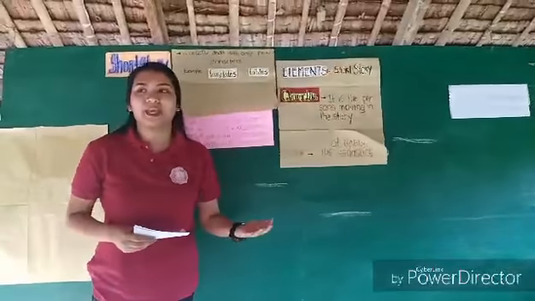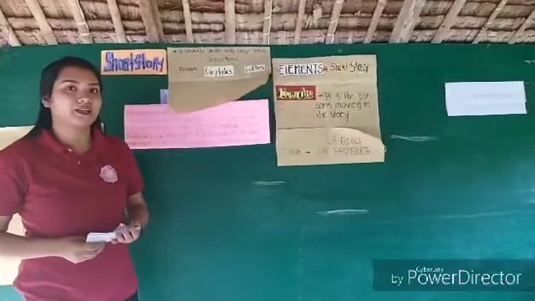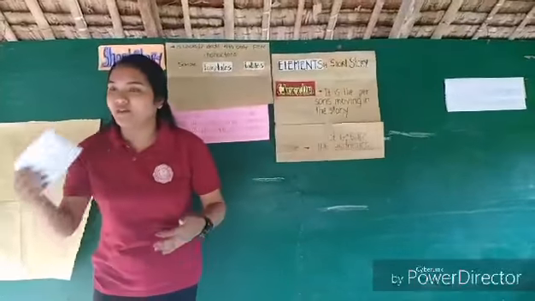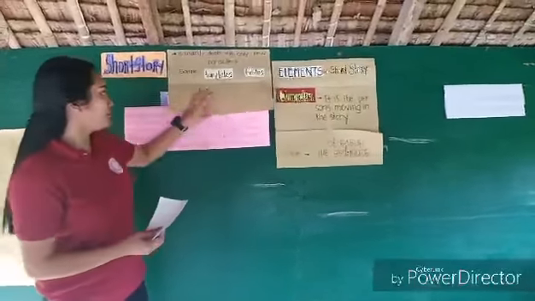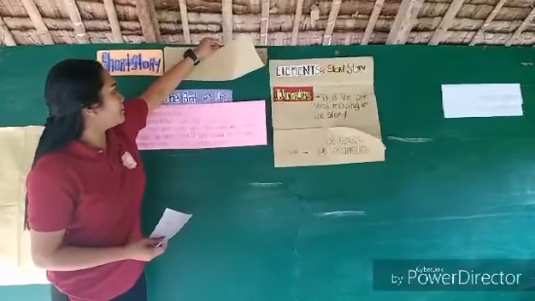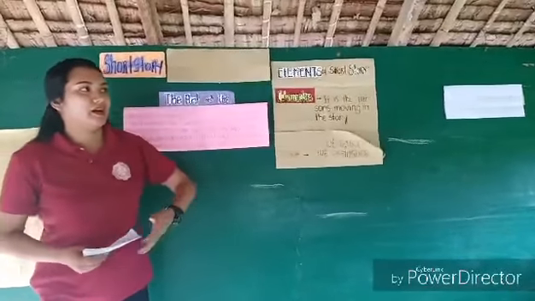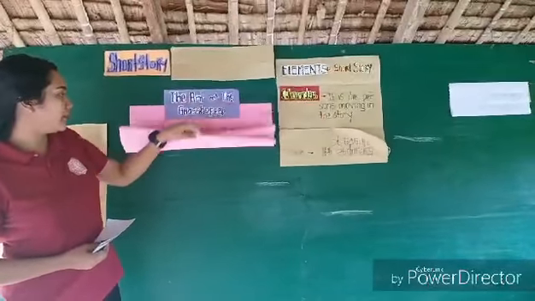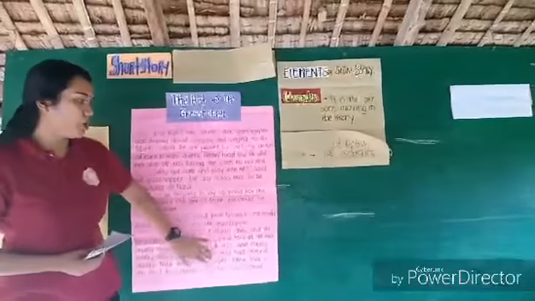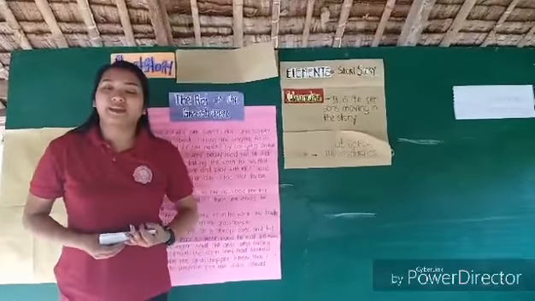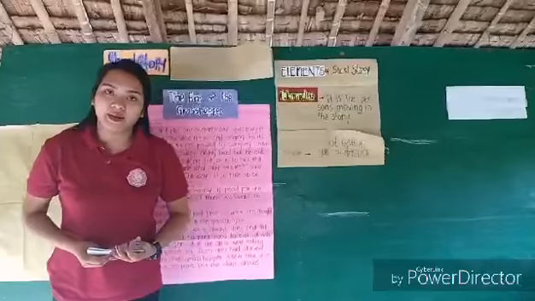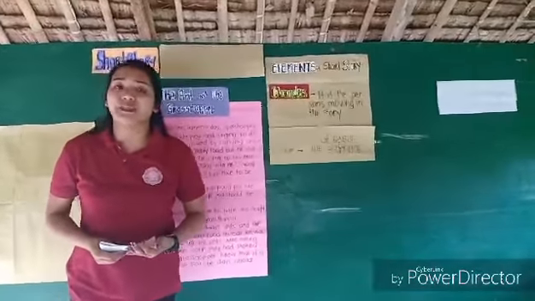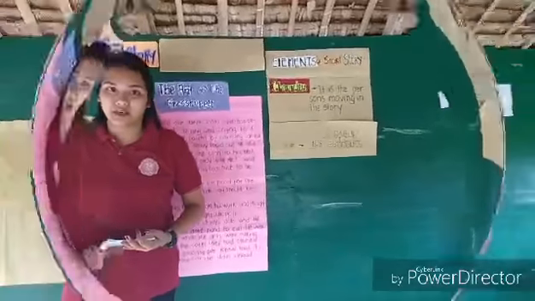So who can give me an example of a short story? Yes, fairy tales, then fables. What else? Very good. So anecdotes. I have here a short story entitled The Ant and the Grasshopper. All you have to do is identify who, where, and what happened in the story. I will give you only 5 minutes to read it. You may start now.